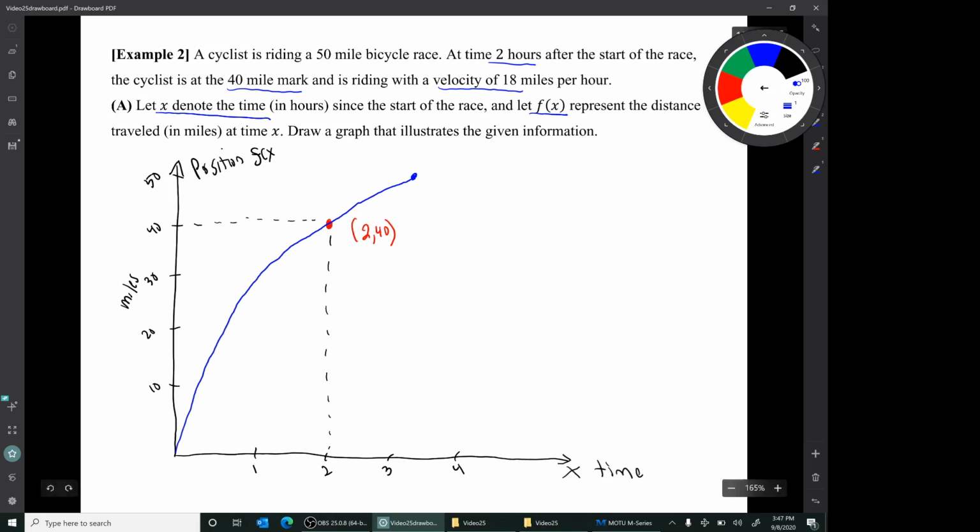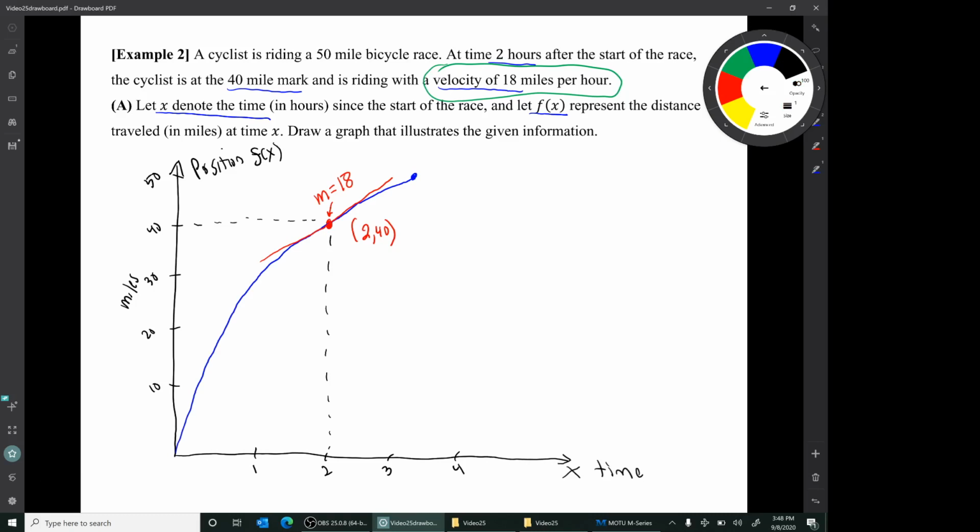How do we convey the fact that the cyclist at that instant has a velocity of 18 miles per hour? Well, that means that if we look at the slope of this graph, it's going to be 18 miles per hour. Because remember that velocity is the same as instantaneous rate of change, and instantaneous rate of change is the same as slope of the tangent line. So at that instant, the slope of the tangent line is 18, representing the fact that the cyclist has velocity 18 miles per hour.